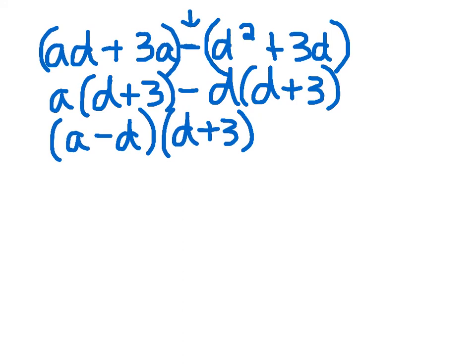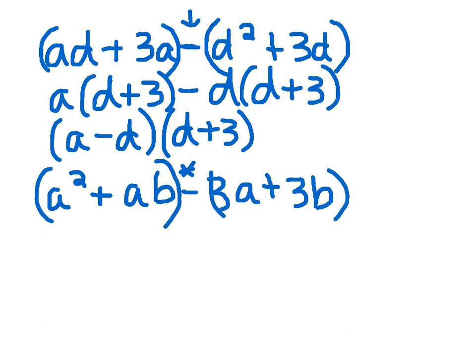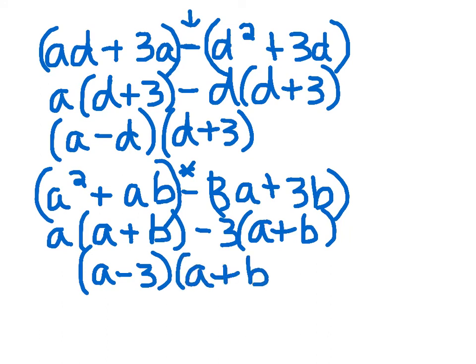Let's look at another one. A squared plus AB minus 3B, no, sorry, minus 3A minus 3B. Okay, again, ding, ding, ding, that's a minus sign. So when I group, I have to change that to its opposite. If it were plus to begin with, I'd change it to minus. I pull out the greatest common factor, and the greatest common factor here is 3, and then I finish. A minus 3 times A plus B.